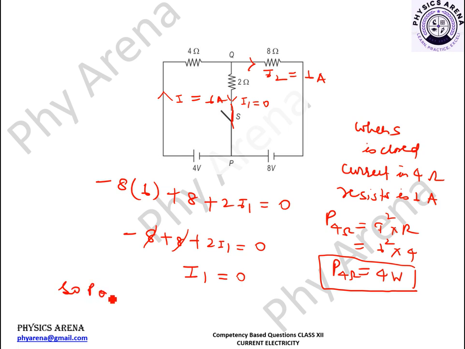So the power dissipated will remain the same. When the switch S is closed, it is 4 watt, and when it is open, it is also 4 watt. No change in the power dissipation through the 4 ohm resistor, as the current through the 4 ohm resistor is 1 ampere in both cases.